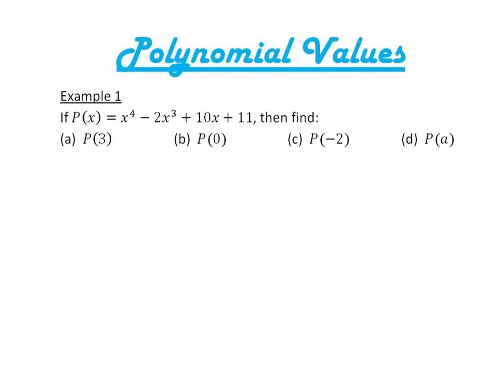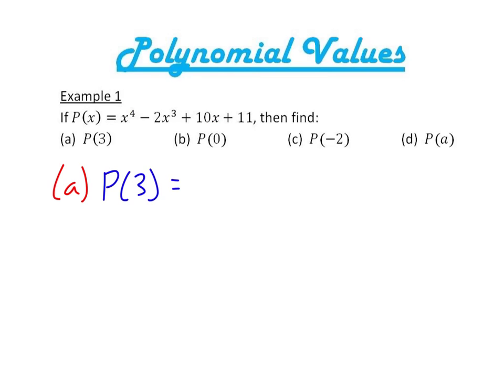Polynomial values. This exercise is really about substitution. So in example 1 we've got p of x equals x to the power of 4 minus 2x cubed plus 10x plus 11, and we want to find first of all p of 3. So what that means is substitute x equals 3 into the polynomial. Wherever you see an x, you're going to replace that with a 3.